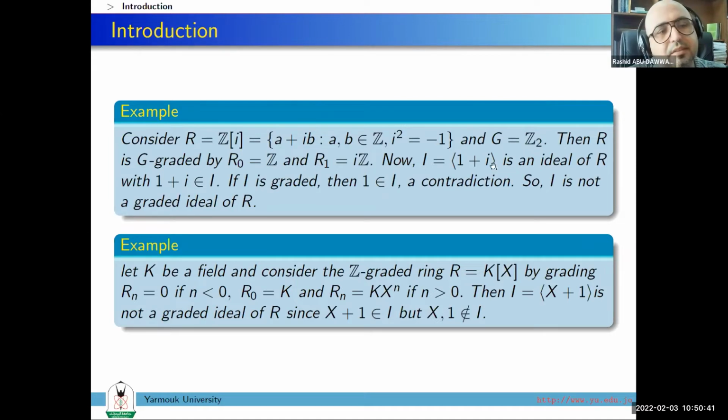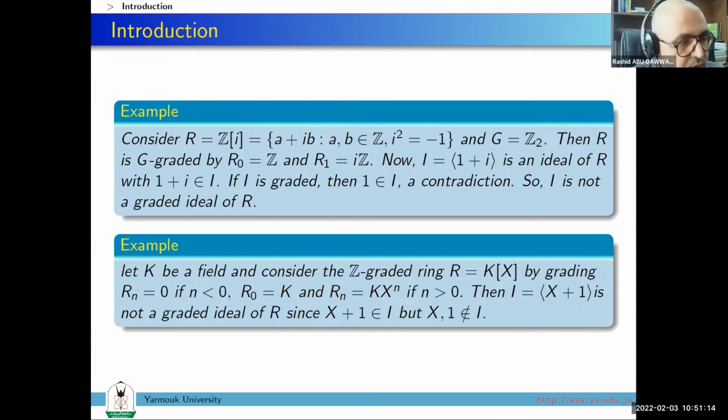If we look at the ideal generated by 1 plus i, this is an ideal of R, but in fact it is not graded. Because if it is graded, 1 plus i is in I, so each component of this element should be in I. So in particular, 1 should be in I, and this is not true, because if the ideal contains the unity, it will be the whole ring, and this is a contradiction. So this is an example of an ideal inside a graded ring that is not a graded ideal.